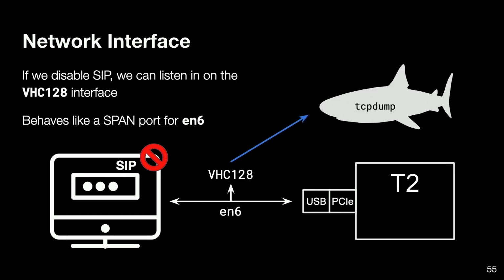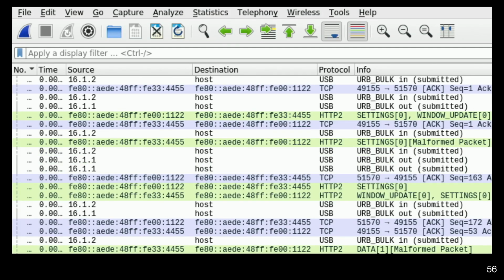If we do disable SIP, a new interface becomes available for us to use. The VHC128 interface behaves like a span port for the EN6 interface. That means that all of the network traffic that would normally traverse the EN6 interface becomes replicated on the VHC128 interface. And if we turn to our favorite aquatic packet capture tool, such as tcpdump or Wireshark, we can then start capturing some of that traffic and taking a look at what it looks like directly.